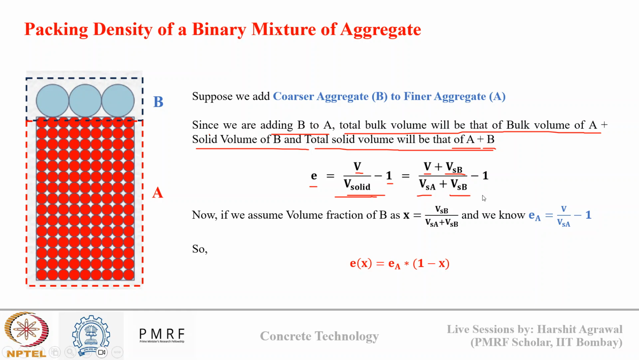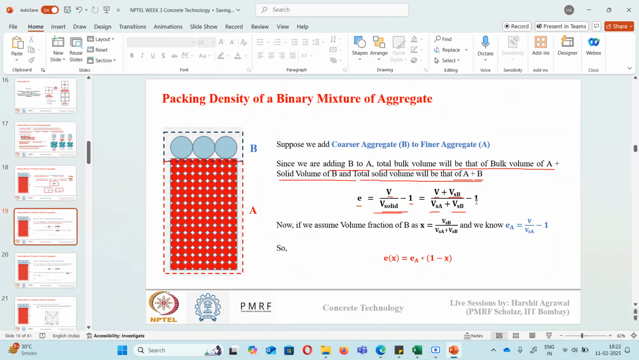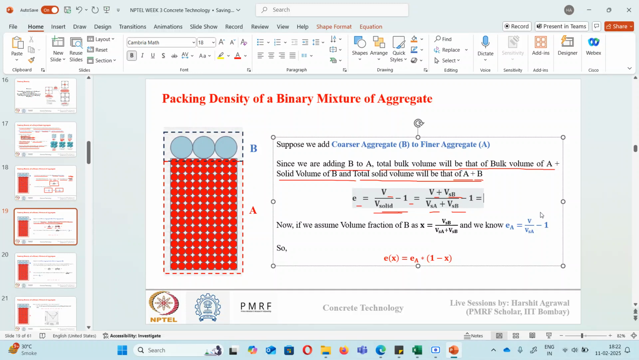Okay. Now, suppose we assume the solid volume fraction of B as X, and X here represents the solid volume of B upon the solid volume of A plus the solid volume of B. And we know that the void ratio of A, when there was no B, is represented by this equation. So we can simply write this equation as follows. Here I have this equation. I will write this term upon this term separately, and this term upon this term separately.